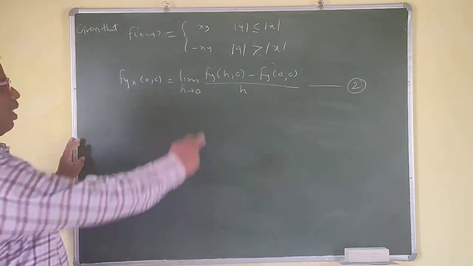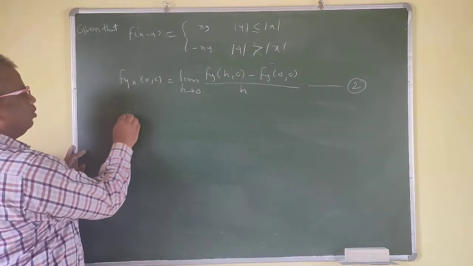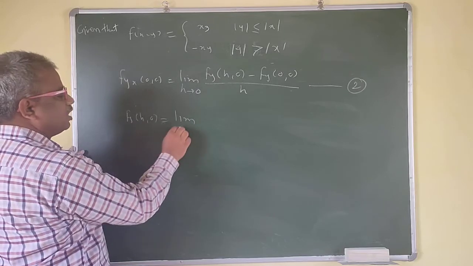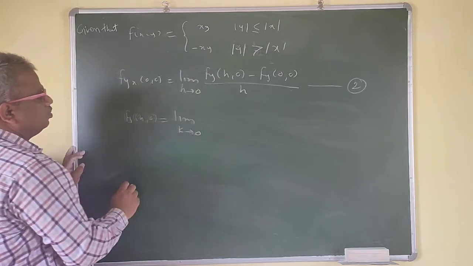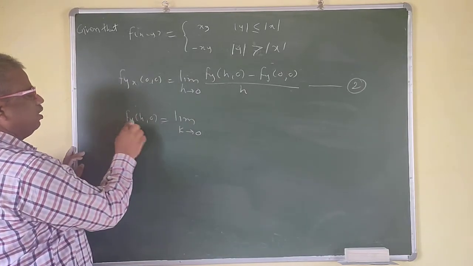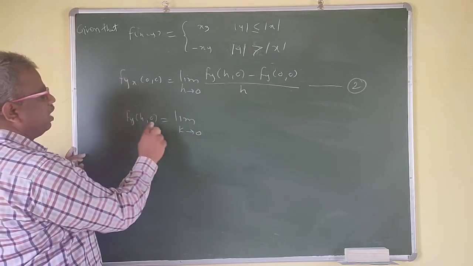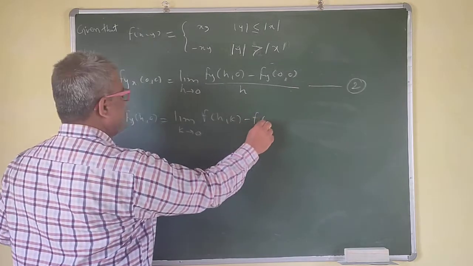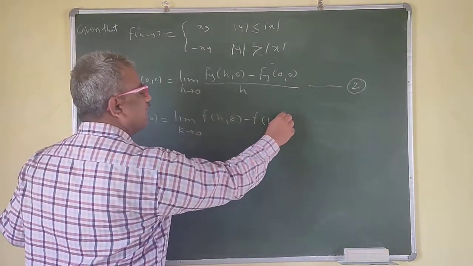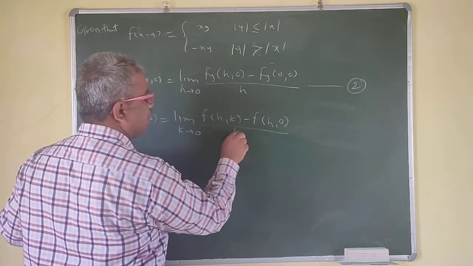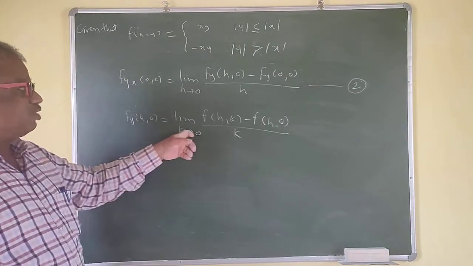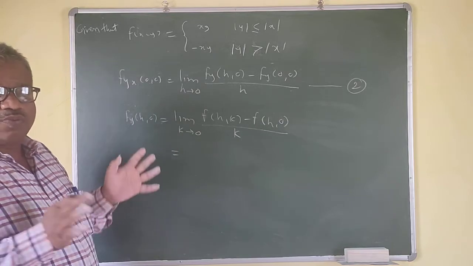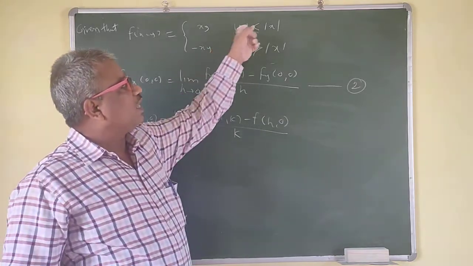So we will find f_y(h,0). Here we are differentiating with respect to y, so limit as k tends to 0, where f is increased in the y coordinate by k, so f(h,k) minus f(h,0) stays as it is, upon k. Now here k tends to 0, so k becomes smaller and smaller.